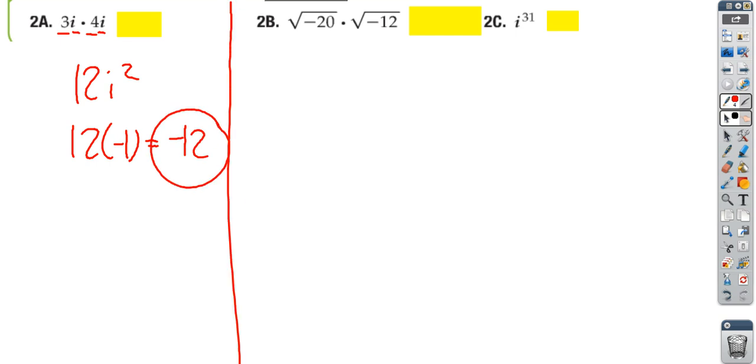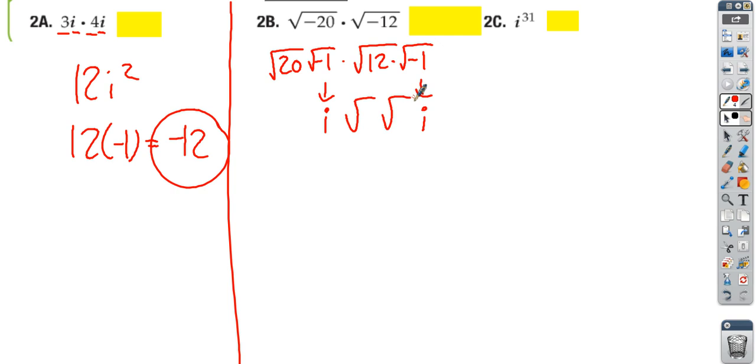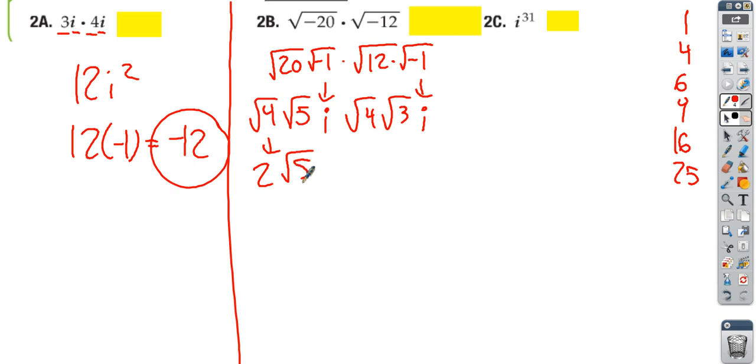Right here, root negative 20 should be broken into root 20 times root negative 1. Root negative 12 should be root 12 times root negative 1. These are both i's right here. And then root 12 and root 20, they both have perfect squares in them. Here again are the perfect squares. You look at 20, you don't need to go past 25 for either of those. 20 is the same as 4 times 5. And 12 is the same as 4 times 3. So root 4 is 2. Can't do anything with the root 5.